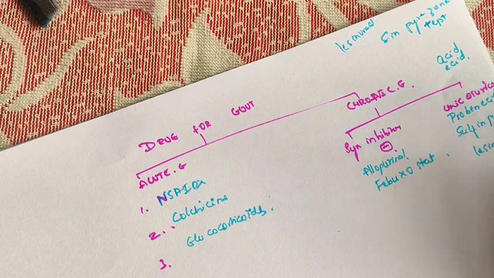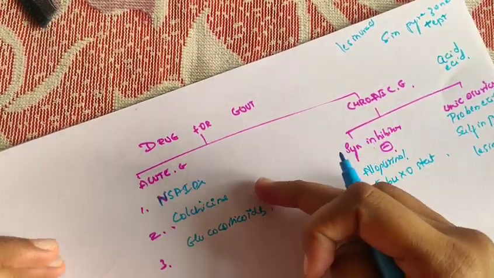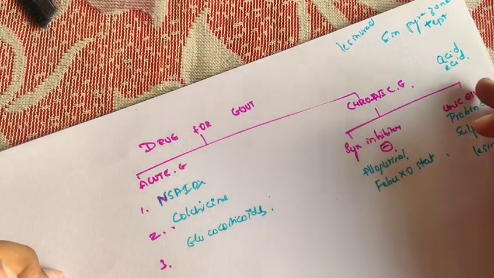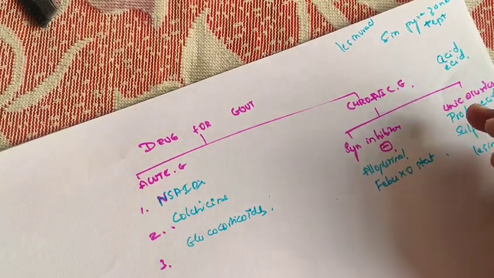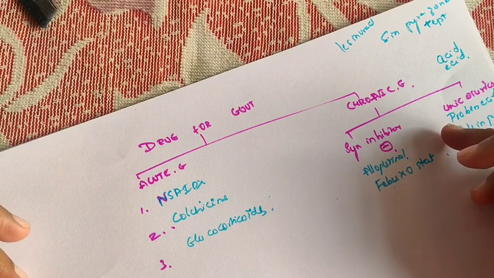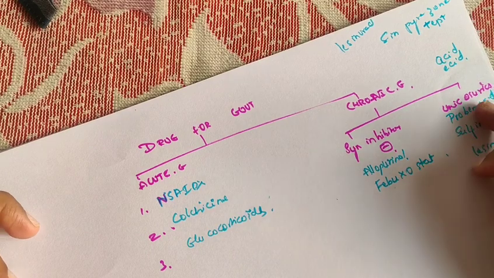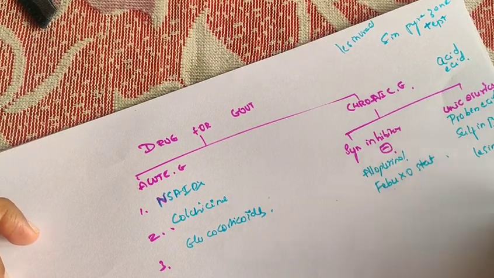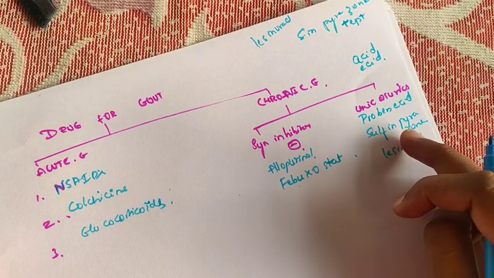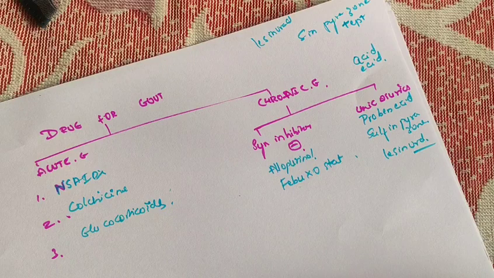This is all about the drugs used for gout, acute gout and chronic gout. In acute gout we use NSAIDs, colchicine, and glucocorticoids, whereas in chronic gout there are two types of drugs: the synthesis of uric acid itself is inhibited by allopurinol and febuxostat, and the uric acid is excreted through the urine by these drugs. The examples for this are probenecid, sulfinpyrazone, and lesinurad.